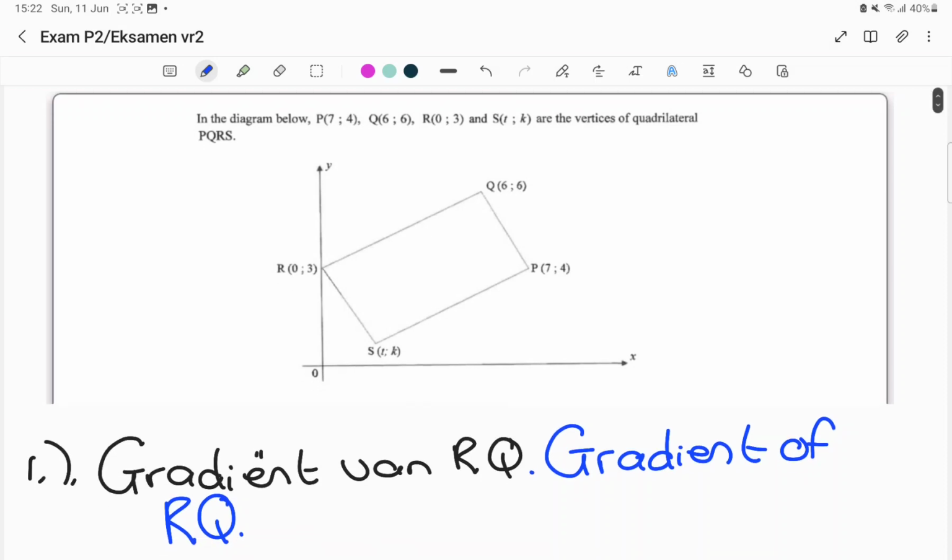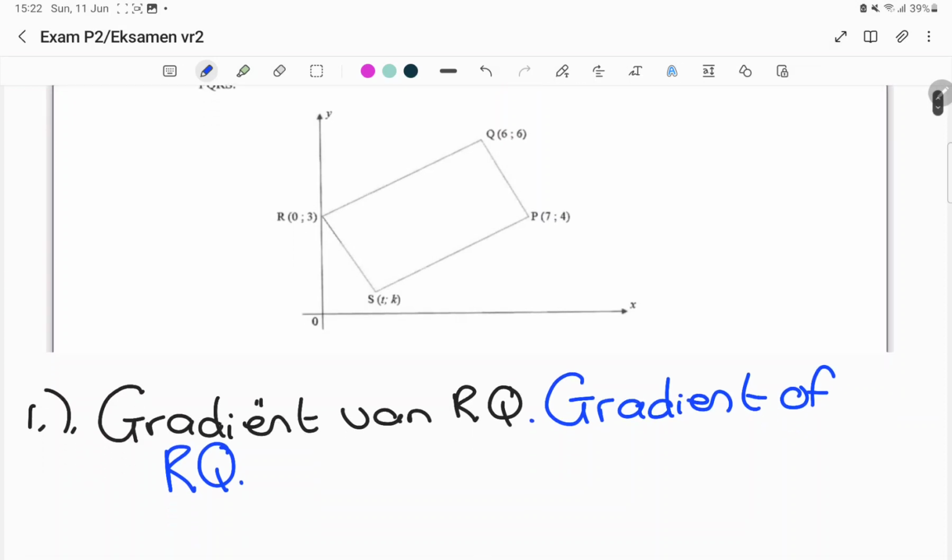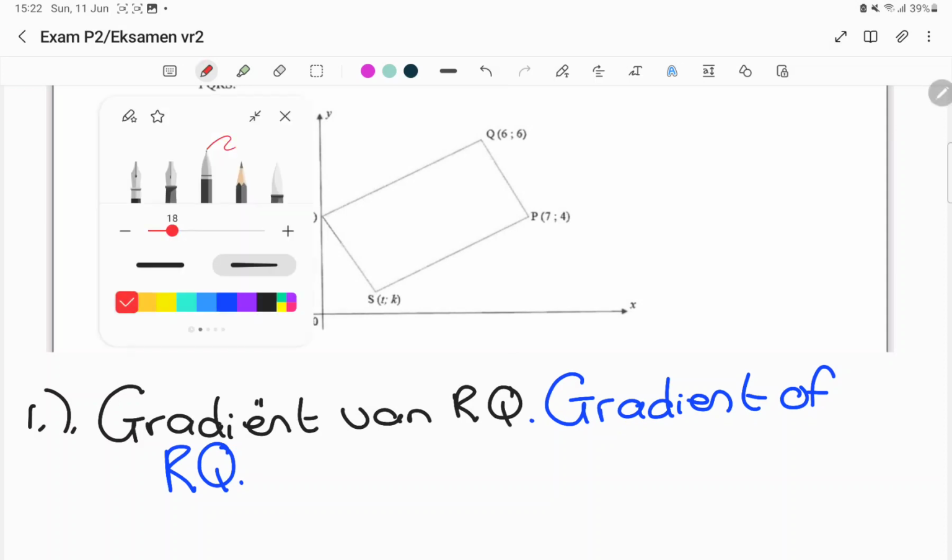So they give me the diagram and they say, in the diagram below we have point P, which is (7, 4), Q, which is (6, 6), R, which is (0, 3), and then we have point S, which is (3, k). So that means the values of S are unknown at this moment. Alright, so question 1 is quite an easy question. They're asking us to determine the gradient of RQ.